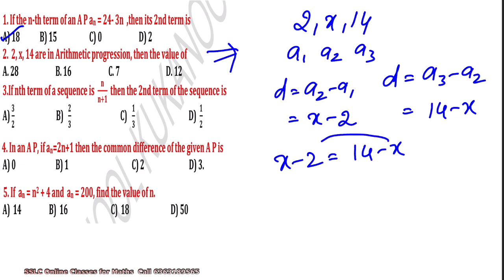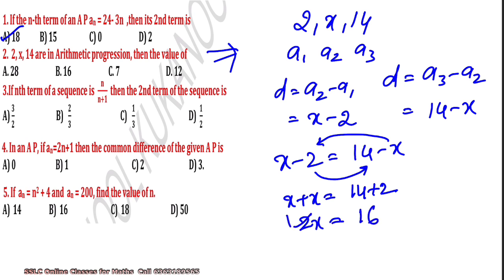Take this x here, it will become positive. Take this 2 here, it will become positive. X plus x equal to 14 plus 2. This is 2x equal to 16. 2 ones are 2, 8 2s are 16. X is equal to 8. So the options here given are 28, 16, 7, 12. So actual answer will be 8.